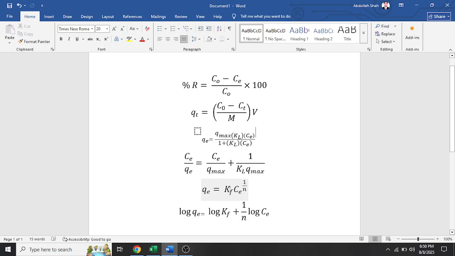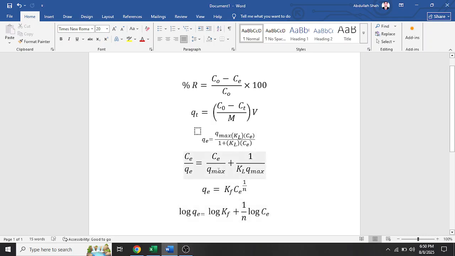This is the Freundlich adsorption isotherm, the Freundlich model. This is the linear form of this one. Take log of both sides, so we will get log of Qe is equal to log of k plus 1 divided by n log of Ce. So this k is the Freundlich constant. N shows the affinity between the adsorbate and adsorbent.